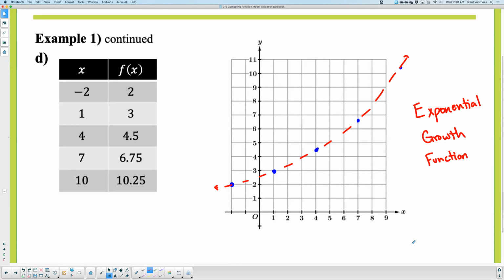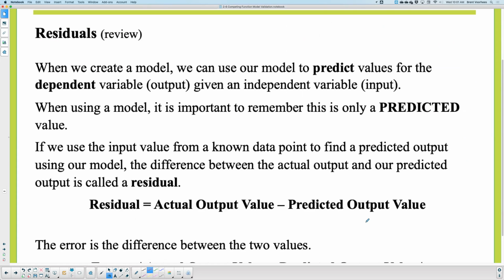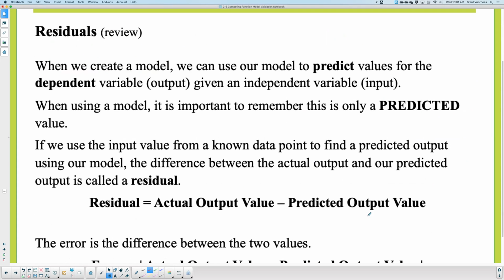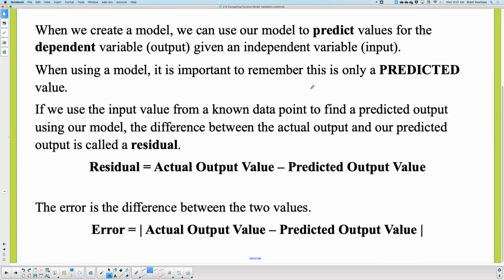Okay, so now to pick up what I was starting to say right before I looked at equation 1, if you remember when we did this in the past, we didn't just graph scatter plots and look at them. We use what's called a residual. So when we create a model, we can use our model to predict the values for the output given the input. Now the residual is not always accurate, so I'm going to skip down. You can read this on your own. That's why I wrote it in, so you could read this on your own.